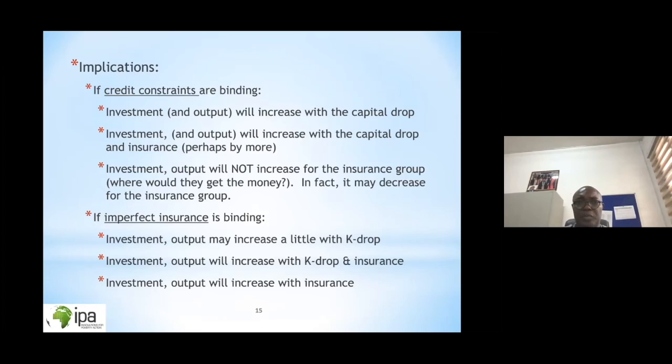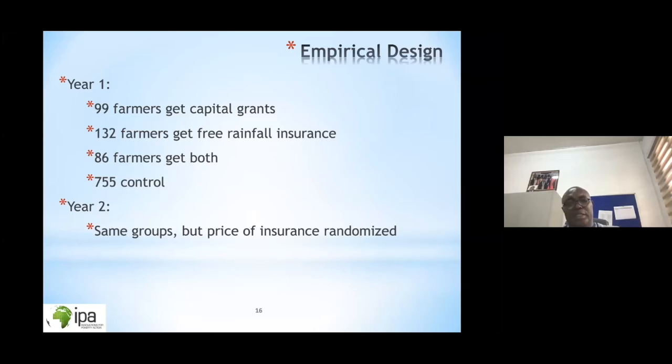So in terms of the empirical design, you can think of three treatment arms and a control. One treatment arm had to do with pure credit, so you gave farmers just credit. The other was just rainfall insurance. And the third was a combination of both insurance as well as the grants. But also what we did was randomize the price of the insurance, so that we could derive the demand for insurance associated with this particular insurance product for maize and for this group of smallholder farmers.